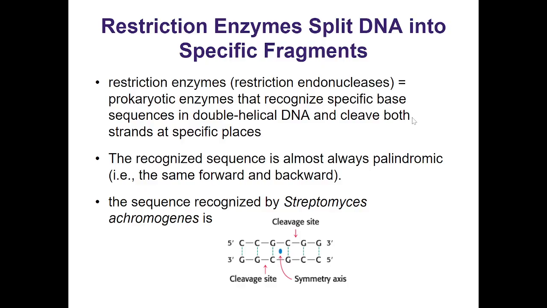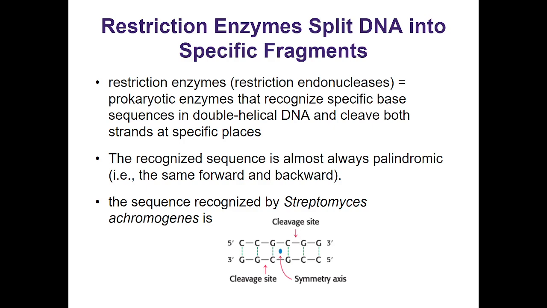The restriction enzymes are going to split DNA into specific fragments, and this is why they're useful for these things and why they've contributed to this great amount of progress. The restriction enzymes, again, restriction endonucleases in other terminology, are the prokaryotic enzymes that recognize specific base sequences in double helical DNA and cleave both strands at specific places. You may have remembered that we actually talked about restriction enzymes in the previous chapter 4 and such, right? Okay. And so the recognized sequence is almost always palindromic. That means the same forward and backwards.